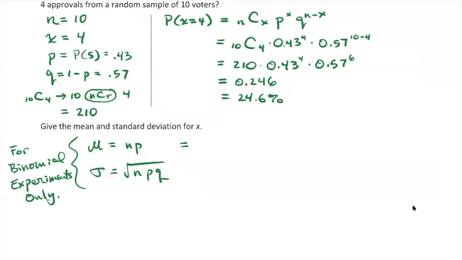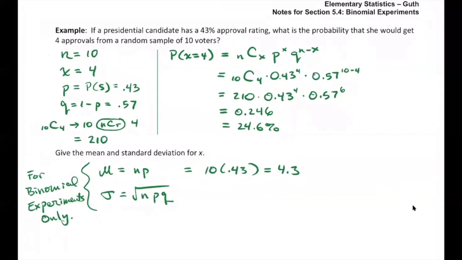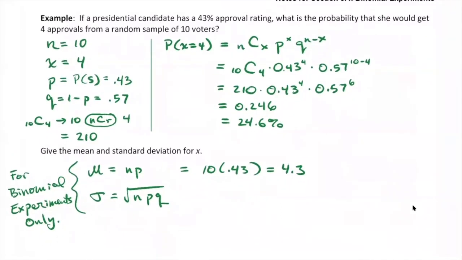Anyway, n was 10 here. P was 0.43. So on average, you expect 4.3 approvals. Of course, you're not going to get 4.3 approvals, but that's the center of the distribution. Standard deviation is the average distance from the mean. So here's square root of NPQ, that's 10 times 0.43 times 0.57, like that. Again, this is only for binomial experiments. And let's do 1 place after the decimal.